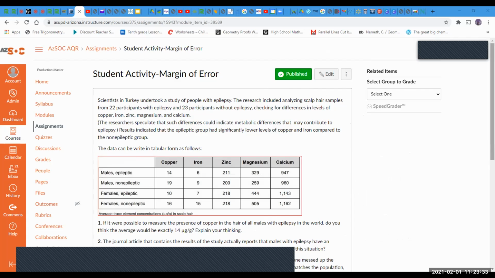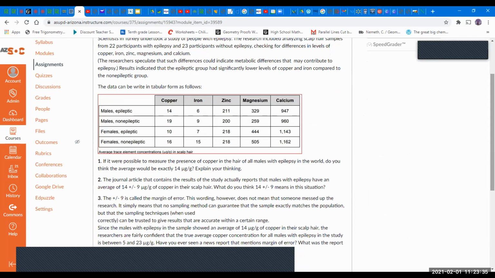Hang on. It says the journal article that contains the results of the study actually reports that males with epilepsy have an average of 14 plus or minus 9, whatever that is, of copper in their scalp hair. What do you think 14 plus or minus 9 means in this situation? Interesting question. Again, the question is about the males with epilepsy, correct?